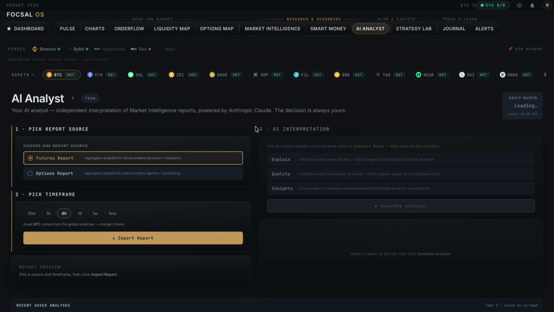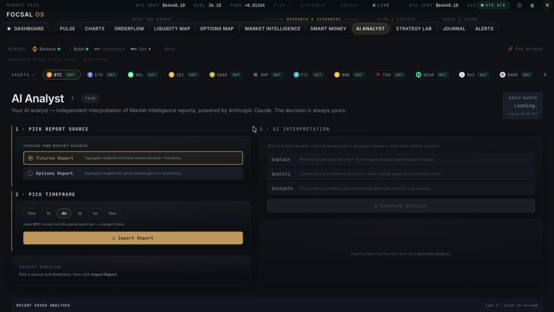It doesn't recompute the market. It doesn't tell you what to do. It explains what the report shows, where the layers disagree, and what's easy to miss at a glance. It's powered by Claude from Anthropic. And as the module says right at the top, the decision is always yours. This is an assistant, not an autopilot.